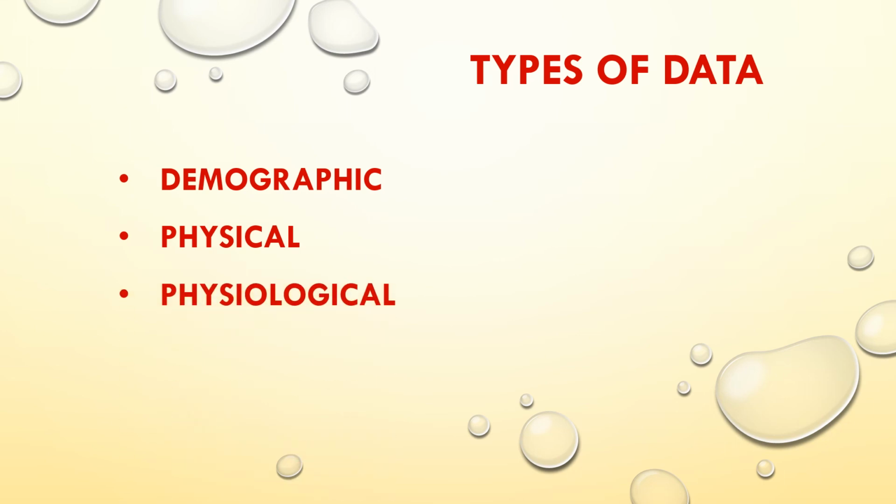Then physiological information. It includes data about your height, weight, then the blood oxygen level, various tests done, etc. Then psychological information. It includes data or information related to your personality, interest, values, attitude, etc. So these are the different types of data: demographic, physical, physiological, and psychological.